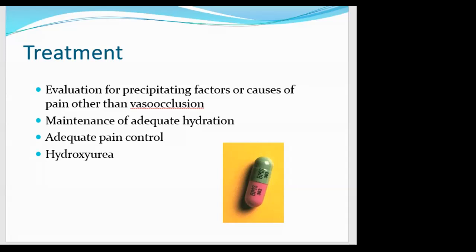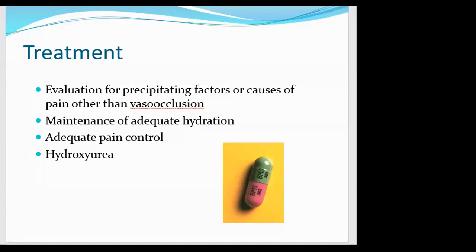If they come in with abdominal pain, well, has the child had a bowel movement in the last few days? Could it be constipation that he's complaining of pain in his abdomen? Is it sickle cell disease or is it constipation? So let's rule out other causes of pain. But then when you rule those out, if it is considered true sickle cell pain, then we have to act accordingly. We have to treat accordingly.